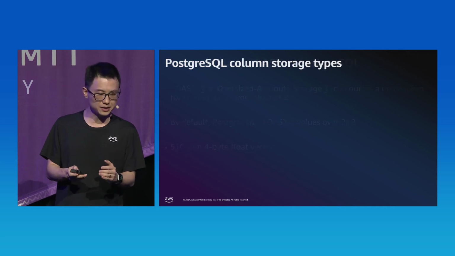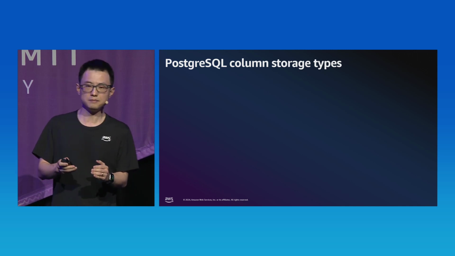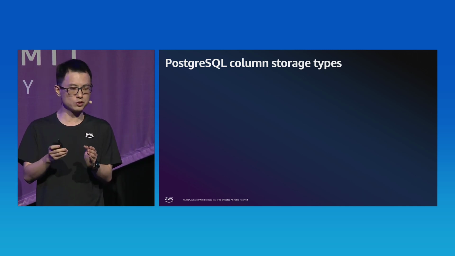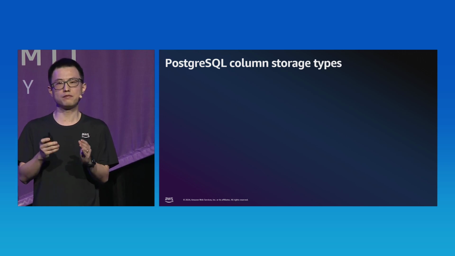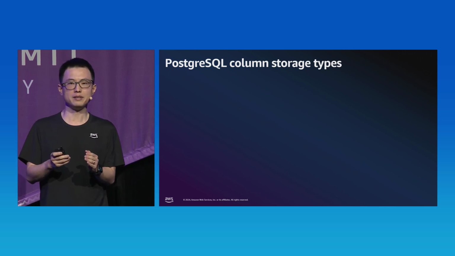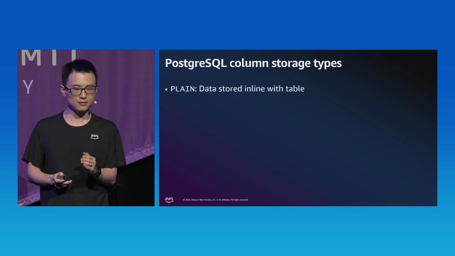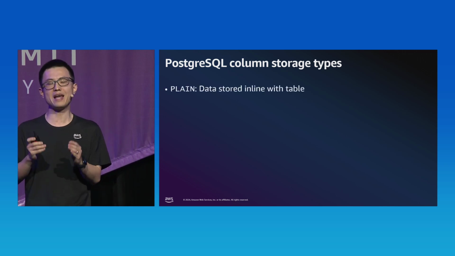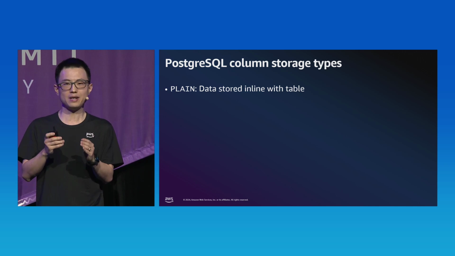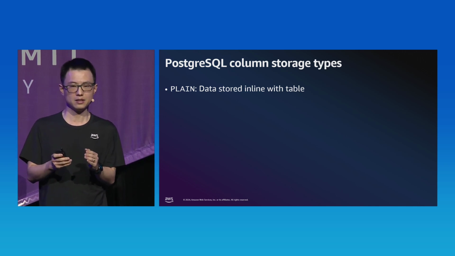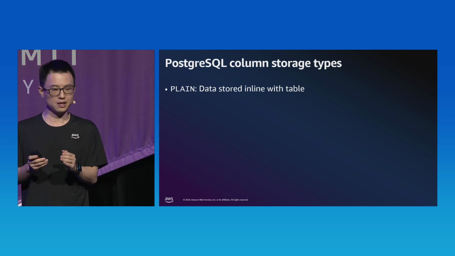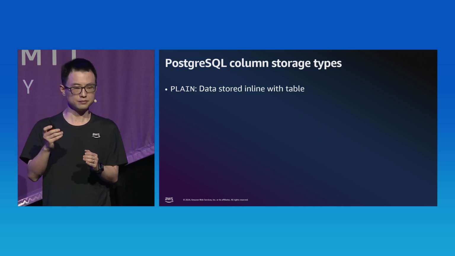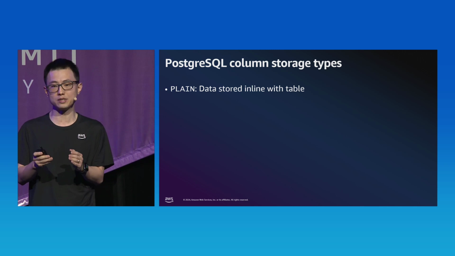But how does this impact our storage type? We know there are 4 storage types in PostgreSQL. The first one is the plain storage type. The plain storage type prevents everything from being TOASTed or compressed in PostgreSQL. Everything is stored in line with the table.